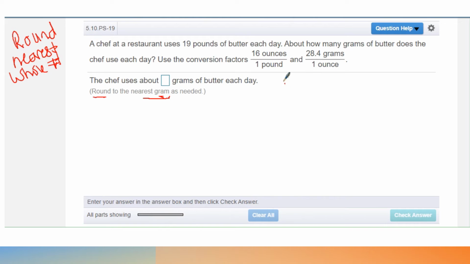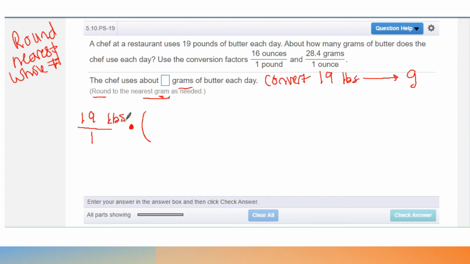So we want to have a plan. Our plan is to convert 19 pounds into grams. I'm going to start with what I want to convert, so 19 pounds. I'm going to put some space because I don't want this L to look like a 1. I'm going to put this over the number 1. And then I'm going to multiply by one of my conversion factors.